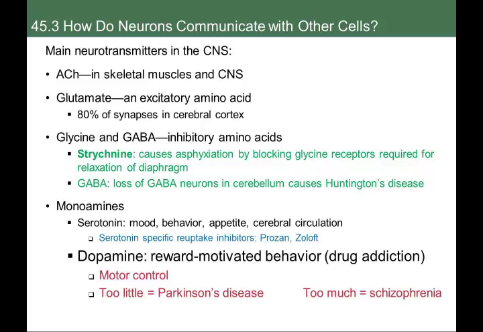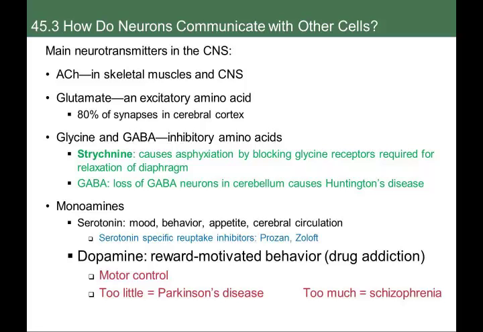And in fact, you may have heard recently there's a very sick mountain lion running around the hills of Hollywood by the Hollywood sign because it probably has indirectly ingested rat poison. And the loss of GABA neurons in the cerebellum has been known to be associated with a very debilitating disease known as Huntington's disease.